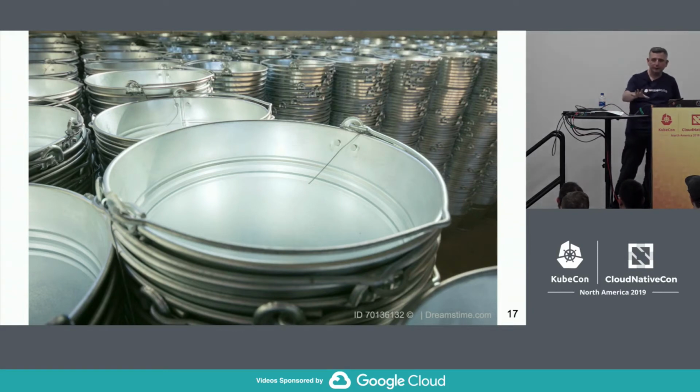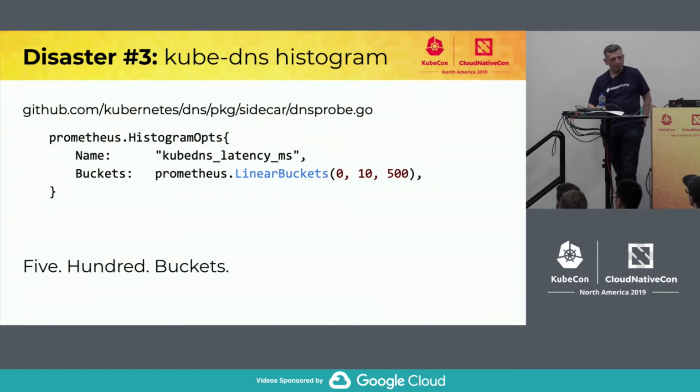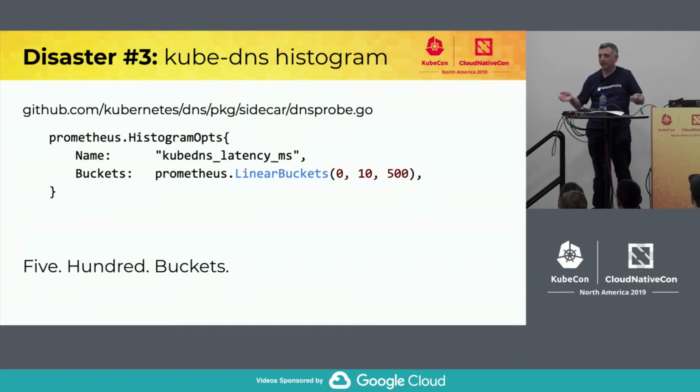So the real-life disaster I just want to highlight is this little snippet here. This is real code from kubeDNS, where they define linear buckets as a Prometheus helper function, and it has a start, an increment and a count. And so they, excellent resolution. They had a bucket at 10 milliseconds, 20 milliseconds, 30 milliseconds, 40 milliseconds. 500 buckets they gave you.